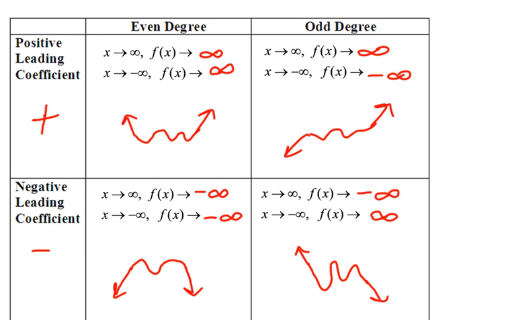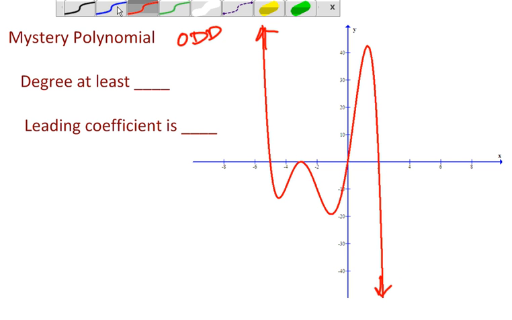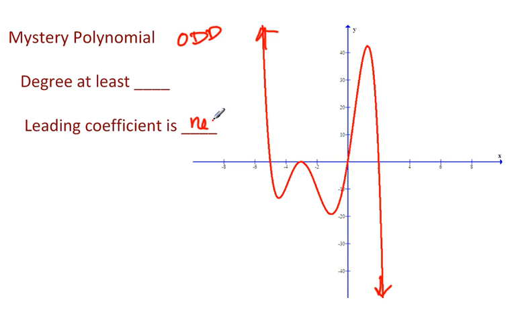All right, so here we've got one last problem, and I want you to take a look at this, our mystery polynomial. What's our degree, and what's the leading coefficient? Now, the first thing hopefully you're thinking to yourself is this is odd, because it goes up there and goes down there. Second thing perhaps is, oh, you notice that it's going down as x is going to infinity. That would imply that my leading coefficient is negative.